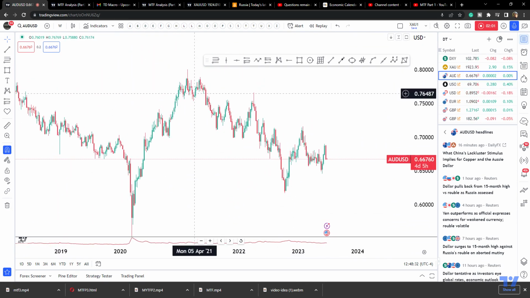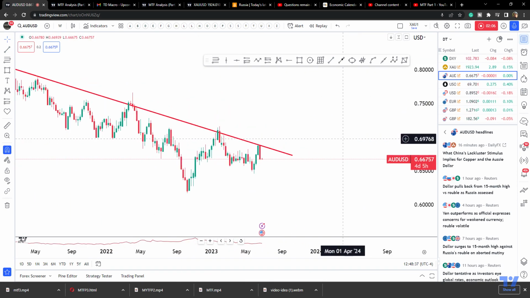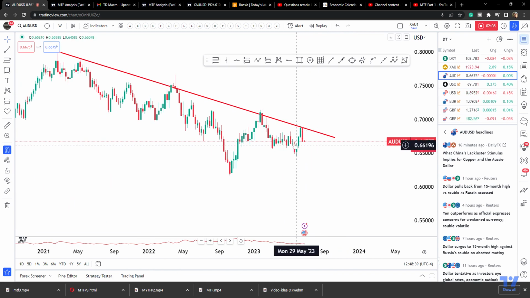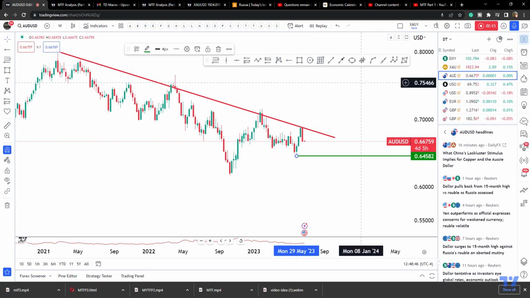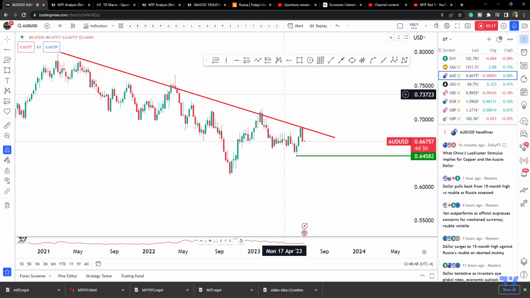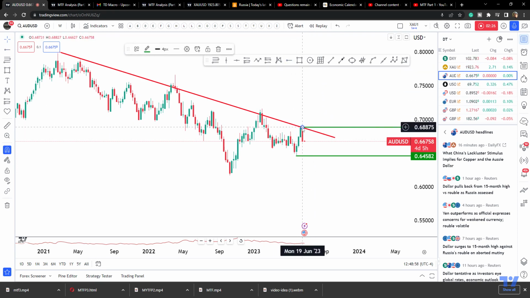starting again, bearish, right? Target 64.50s for the near term, so long as we stay below the highs. That's the weekly outlook, so we're heading lower within that range.